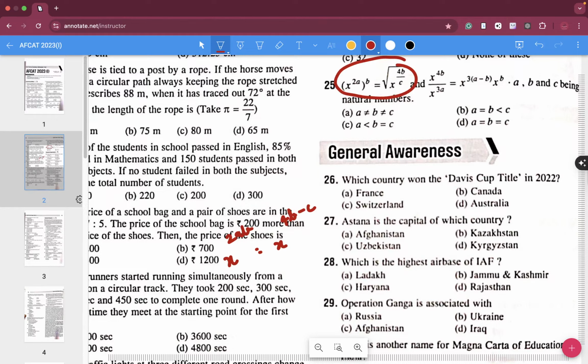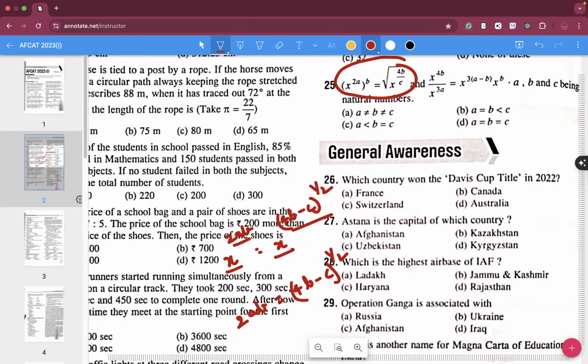Because this is in the division, the whole is raised to the power half, because there is a root under. Now if the bases are the same, which means these two numbers are equal, what does it mean? 2ab is equal to 4b minus c, under root, right?